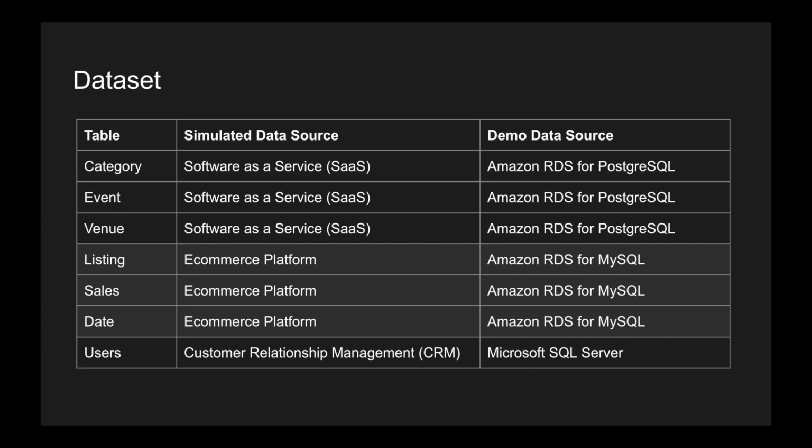Next, the listing, sales, and dates of the transactions represent data coming from an e-commerce platform. I have moved those tables into an Amazon RDS for MySQL database. Lastly, to simulate a third data source, the users will come from a customer relationship management or CRM system. I have moved that table of users to a Microsoft SQL server. So we have an Amazon RDS for PostgreSQL, an Amazon RDS for MySQL, and an Amazon RDS Microsoft SQL server, which will represent 3 different data sources, including a SaaS provider, an e-commerce platform, and a CRM system.